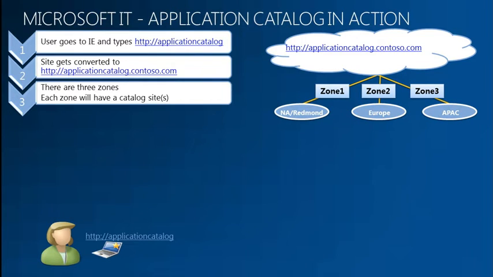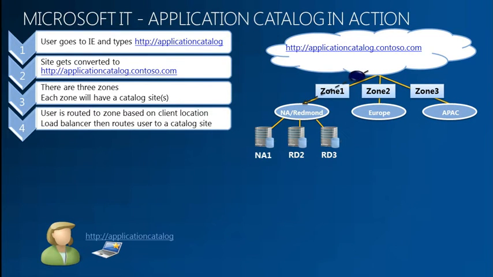We have 3 zones. We cut Microsoft into 3 zones. We put the North America and Redmond domains in 1 zone, Europe in the 2nd zone, and Asia Pacific and Australia in the 3rd zone. And then each zone has the application catalog website nodes. For example, zone 1 has 3 nodes. Those are nothing but our primary site servers that you see there. So what happens exactly is that when the user goes and hits the application catalog .contoso.com, he will land in any of the zones.